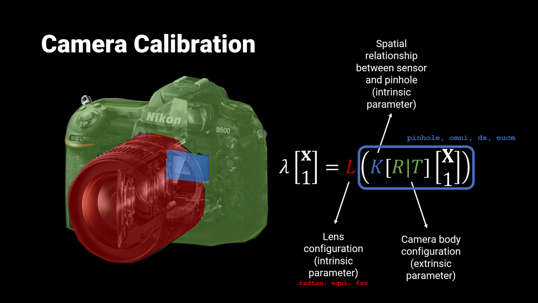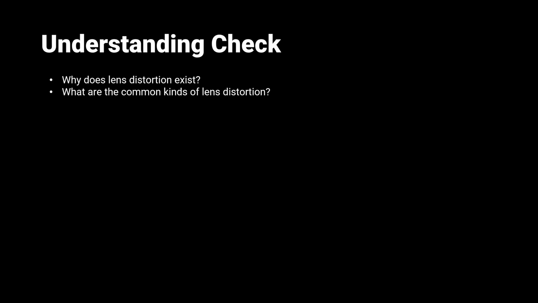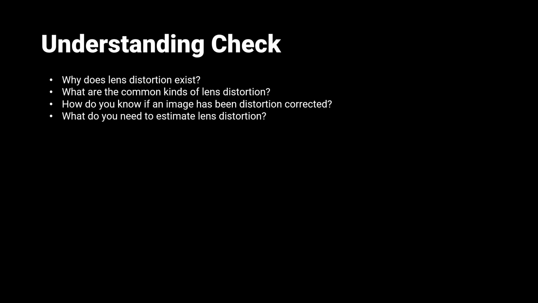Okay, just to quickly recap, here are a few questions to see if you have understood this concept well. Why does lens distortion exist? What are the common kinds of lens distortion? How do you know if an image has been distortion corrected? What do you need to estimate lens distortion? Can you do a blind distortion correction?